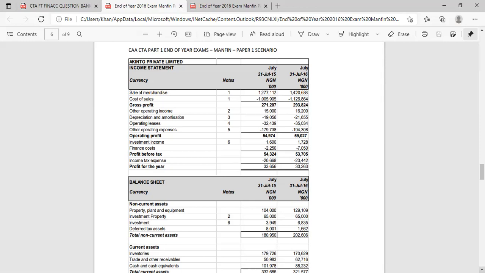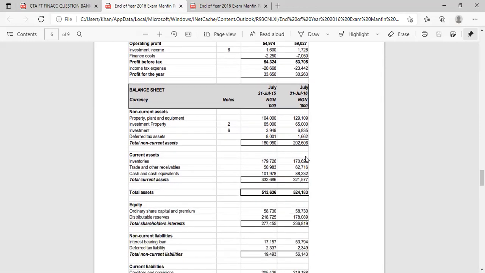Okay, then we have some balance sheet. So we have property, plant and equipment, investment property, investment, deferred tax. Then we have inventories, trade and other receivables, cash and cash equivalents. Then we have ordinary share capital and premium. And then we have distributable reserves. Okay, then we have some other stuff there.